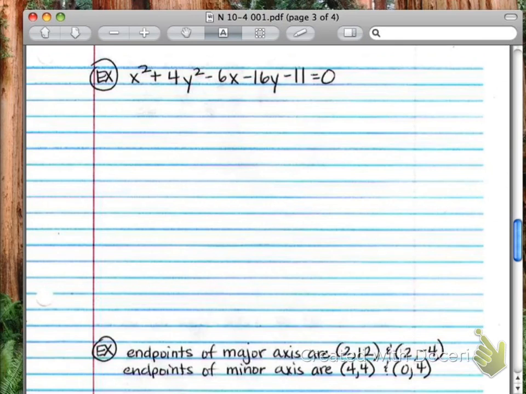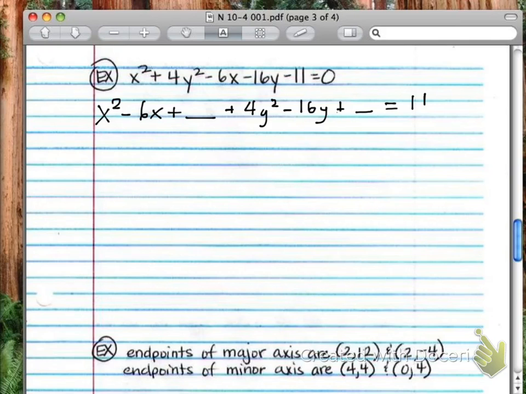Okay, so here we have x squared plus 4y squared minus 6x minus 16y minus 11 equals 0. We need to put this in one of the forms. What do we need to do here? Anybody? Complete the square. We're going to have to complete the square. Okay, this is coming back. So I'm going to go ahead and set this up. We're going to have x squared minus 6x plus something plus 4y squared minus 16y plus something equals 11, right?